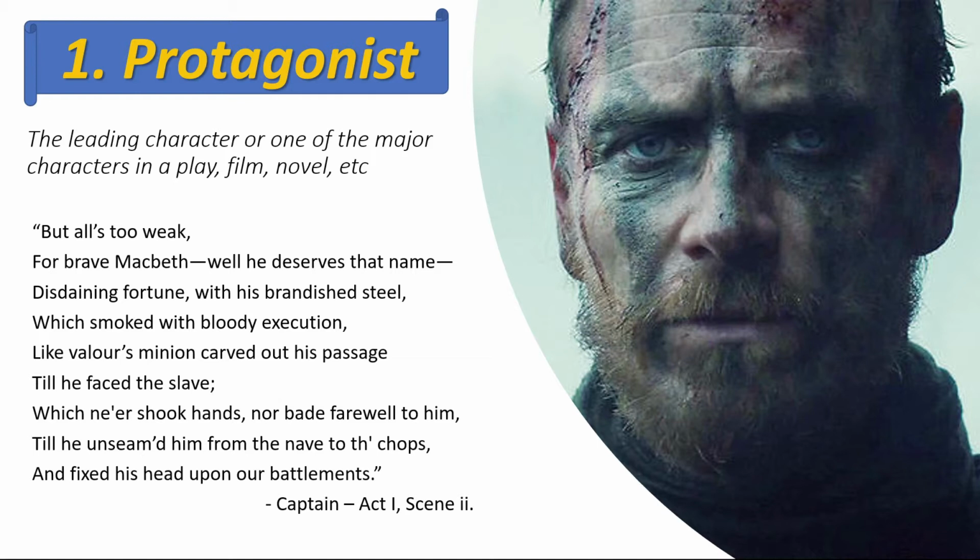And then he carves out his passage through the battlefield, and then finishes people off with his special move, where he unseams them from the nave to the chaps. So he sticks a sword in the nave, the belly button, and then rips them open up to their chops, their chaps, the jaws, and lovely. You could analyze that verb unseamed, like a seam in your jumper, just to rip it open, and fixes his head upon the battlements. And that's a nice ironic twist, because that's of course such a foreshadowing. That's what happens to Macbeth at the very end.